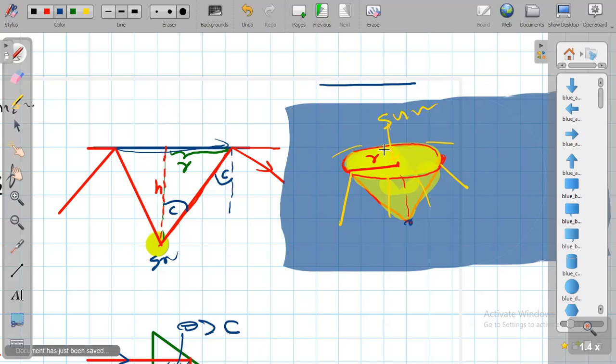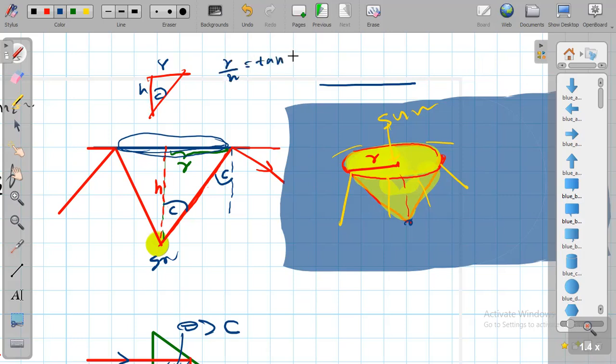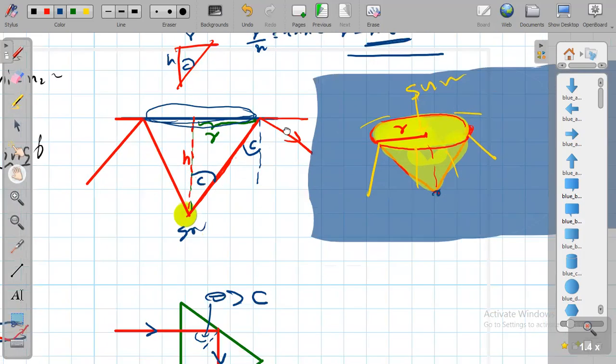If you are asked for the radius of this cone, it's like a cone. The height is h and the radius is r. What is the ratio? This angle theta is the critical angle. When you consider the alternate angle here, with r, h, and theta c, r over h equals tan c. So r equals h tan c. You can easily get this result and find the radius. This may come in a question.